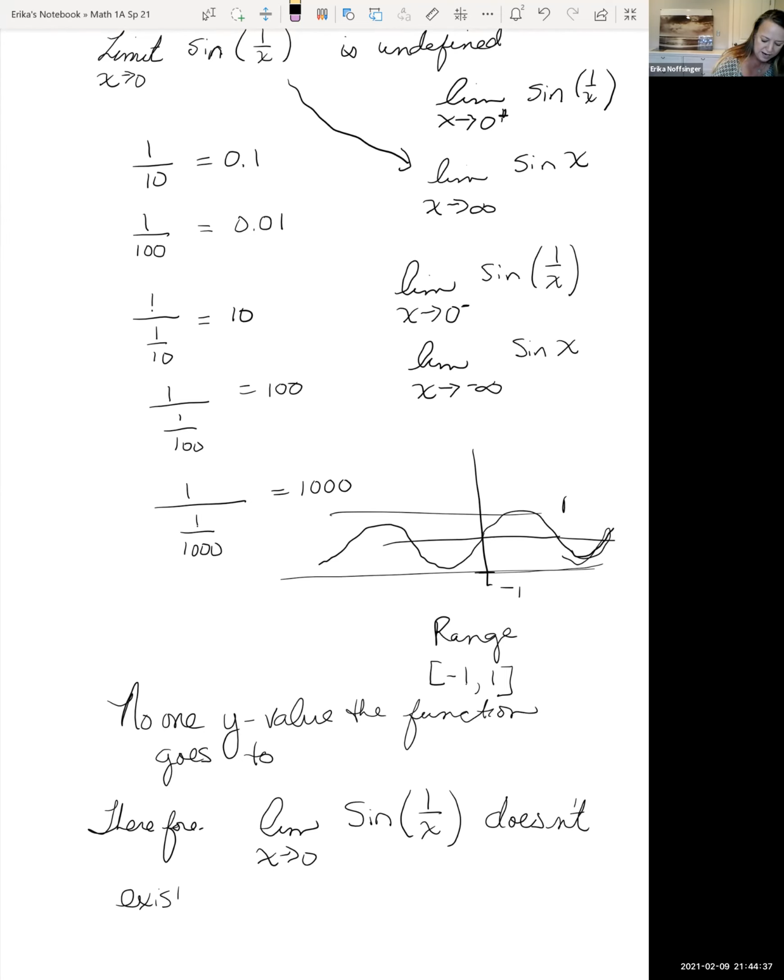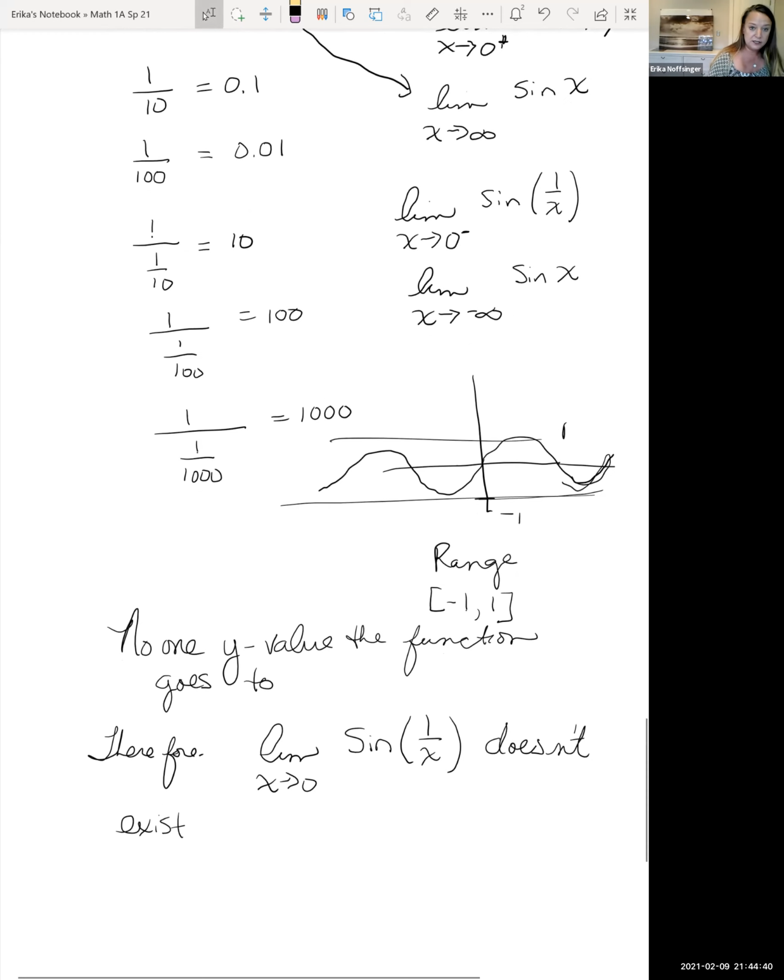The reason why is, if we look at the function sine of 1 over x, as we get closer and closer to x equals 0 on the left and the right, it starts to oscillate really, really fast back and forth between -1 and 1. There's no y value that it's particularly heading toward. So the limit as x approaches 0 of sine of 1 over x doesn't exist because of oscillation.